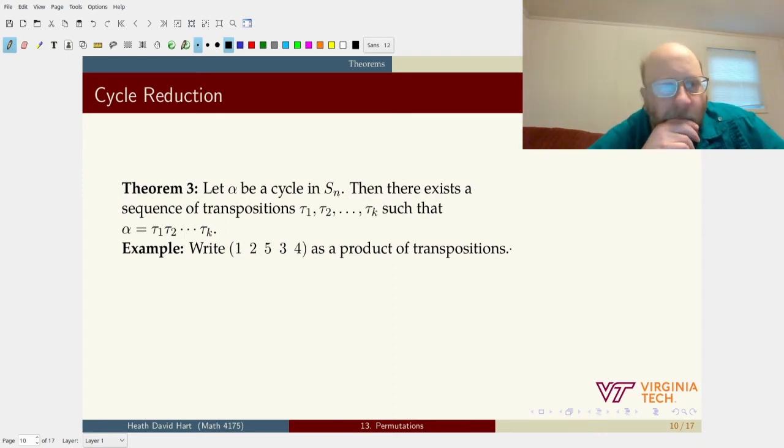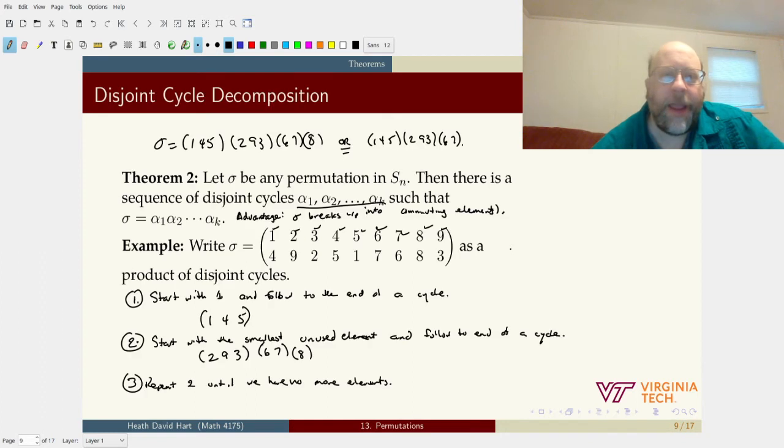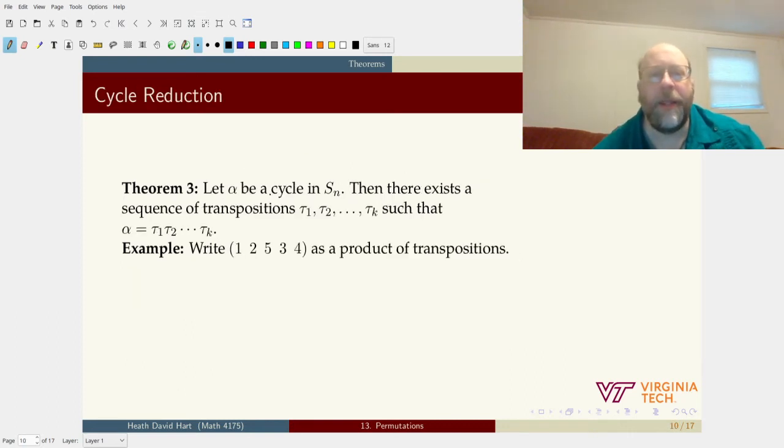All right. Cycle reduction. So now that we have these cycles, this cycle has 3 elements, this cycle has 3 elements, this cycle has 2 elements. Every cycle can be broken down into transpositions. And remember that a transposition is a 2 cycle. Okay. So I want to write this 5 cycle as a product of transpositions.